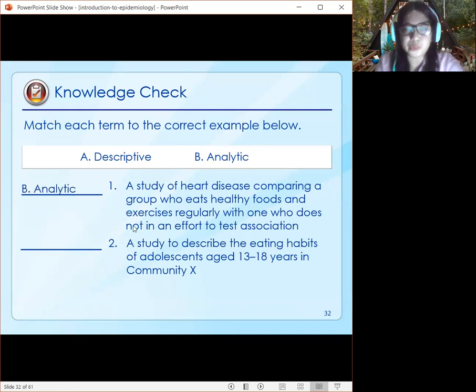For number 2, a study to describe the eating habits of adolescents aged 13 to 18 years old in community X. This is also obvious because what you just need to do is describe. So simply, this is descriptive.